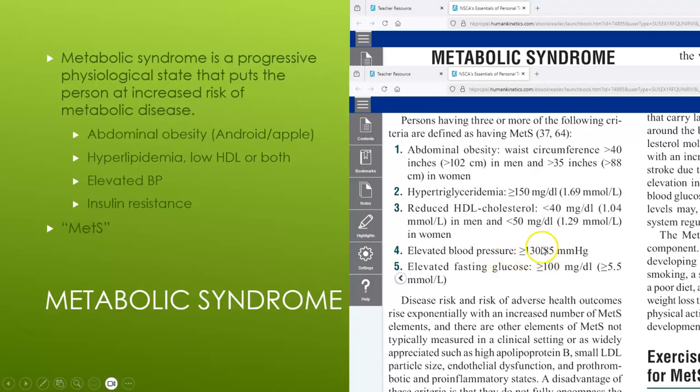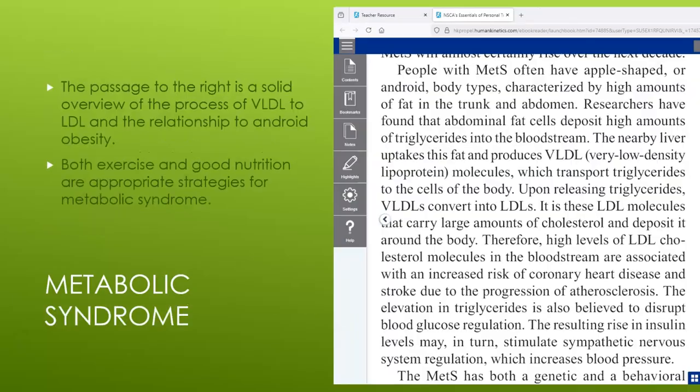Elevated blood pressure, and it's an either or. There's also another subcategorization for both, but just in general, think of it in terms of greater than 130 over 85, and a blood glucose higher than 100 milligrams per deciliter. And the passage to the right does a pretty good job of providing an overview here, and I'll let you pause and read it. I'm not going to bury you guys by this, but they talk about how very low density lipoprotein molecules transport triglycerides, and VLDLs convert into LDLs, etc., and the LDLs, cholesterol molecules. It actually does a really good job of wrapping this up.